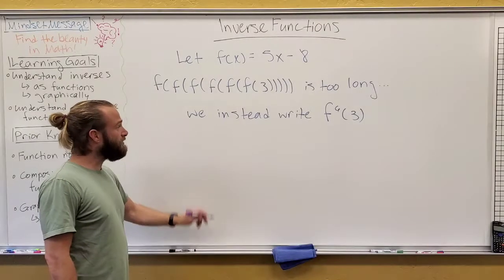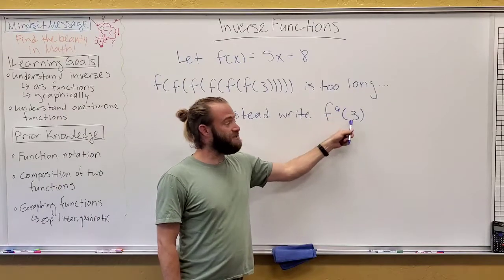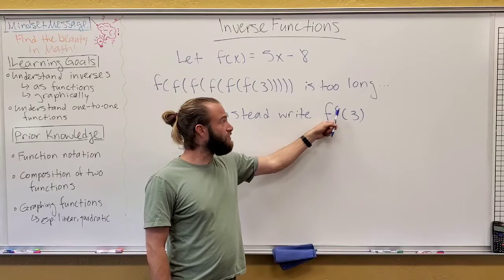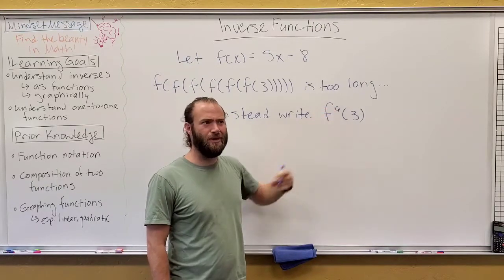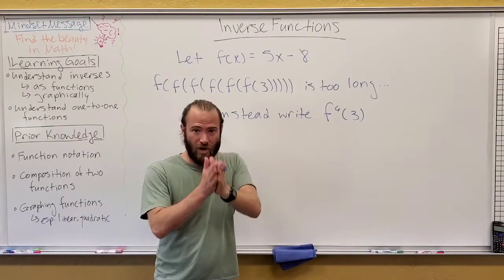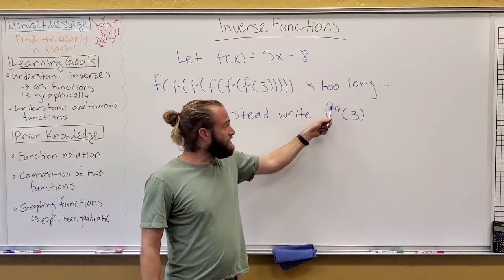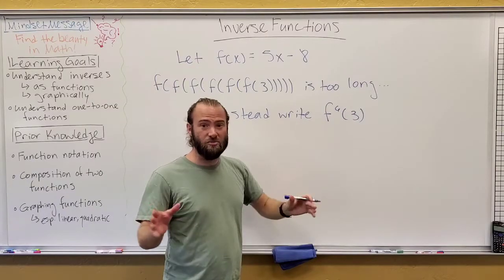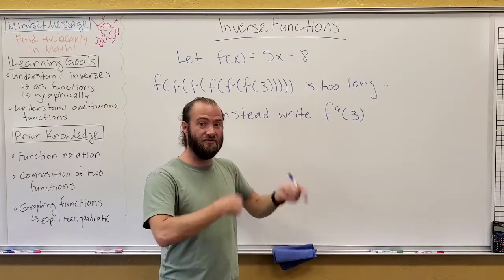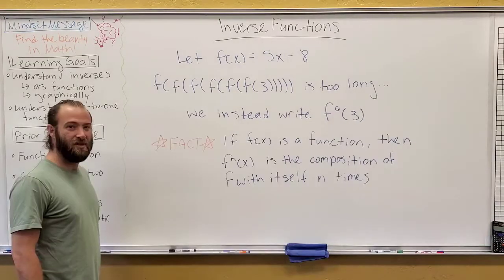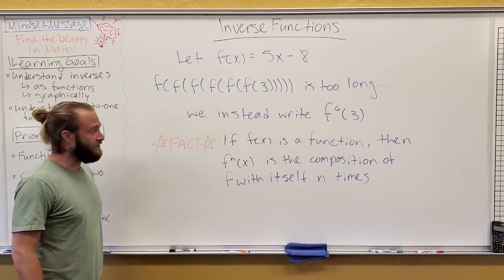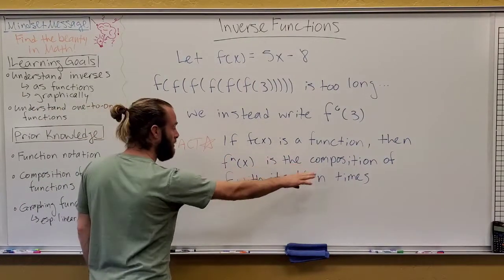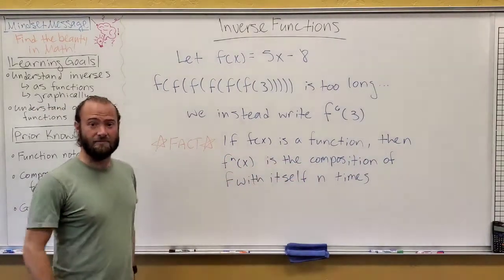So instead we write f^6 of 3. Now, why I said it could be confusing is because we also use this superscript to represent exponents. But I just want you to know right now, if you see f with a superscript with the function notation, it always means a composition, repeating the function on itself that many times. So another fact to have in your fact list: if f of x is a function, then f^n of x is the composition of f with itself n times.